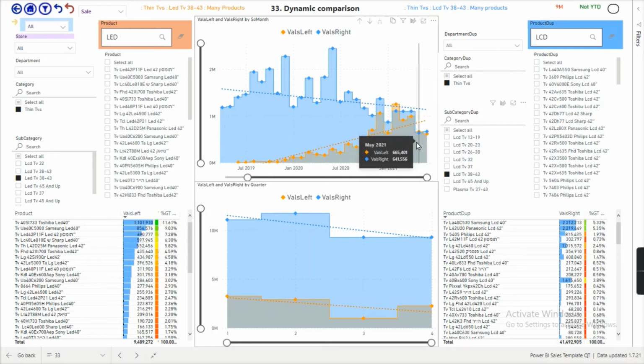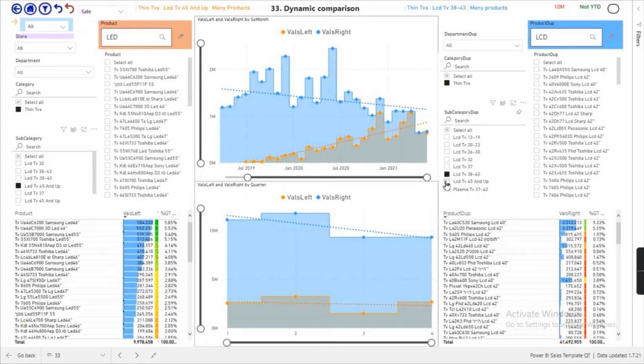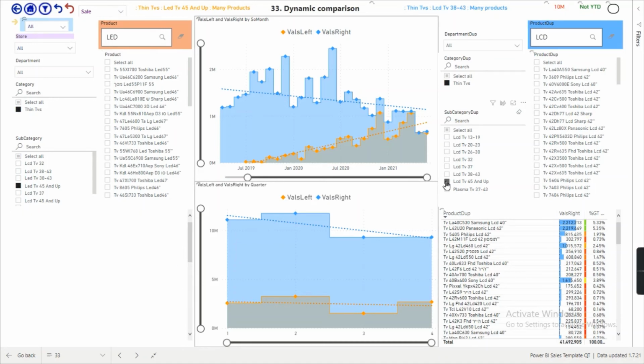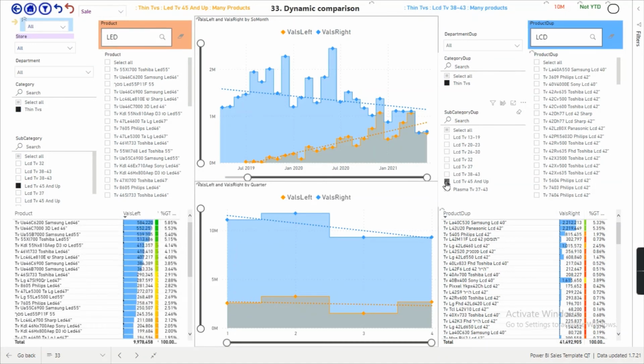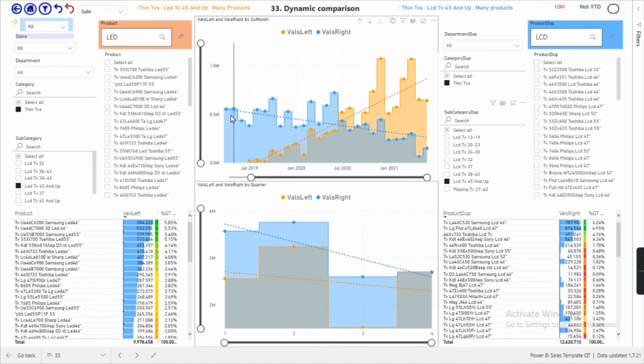And last one, the 45-inch and up, the big screens, big TVs. Here we see that LED has taken over LCD nearly in June 2020. Now it's well over, and it's continuing the same trend. Okay.